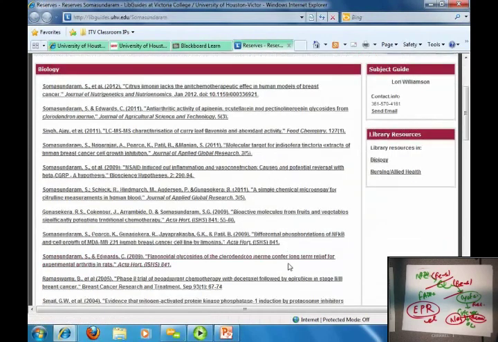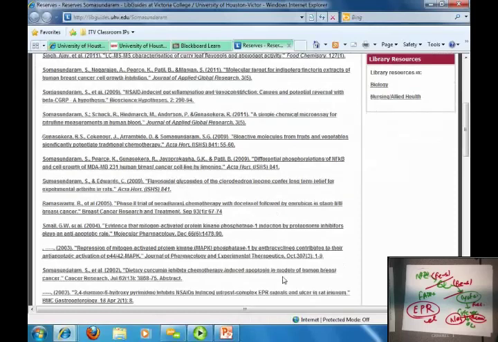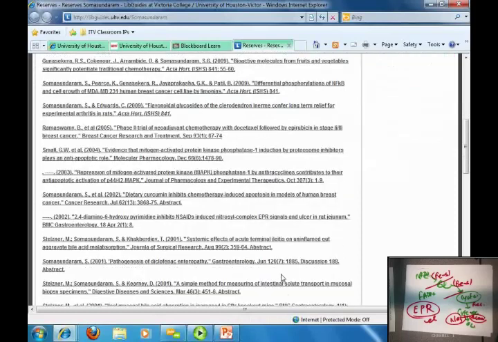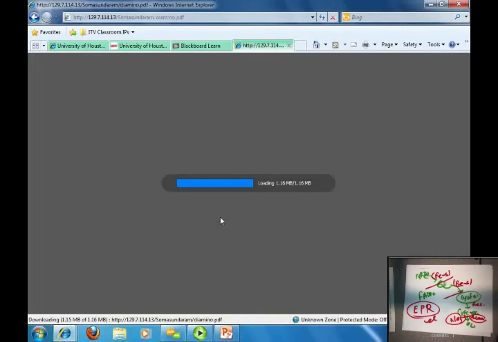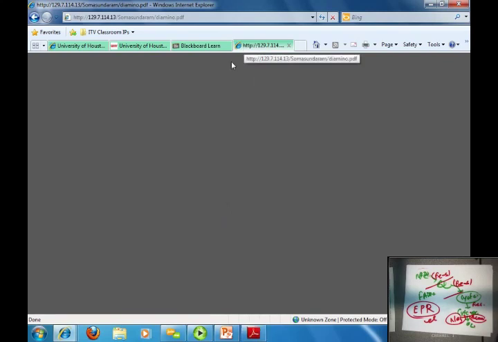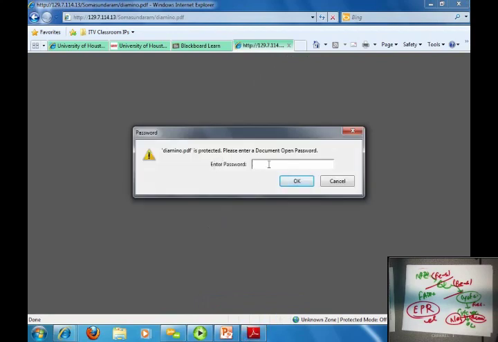One. Okay. Here, this is the one: 2,4-diaminohydroxypyrimidine inhibits the inducible nitric oxide synthase induced nitrosyl complex in EPR signals and the ulcer in rat jejunum, BMC Gastroenterology, this paper. I will show this paper first, and then I'll go into the next one. And we will discuss this one. Enter my password and getting the paper out.